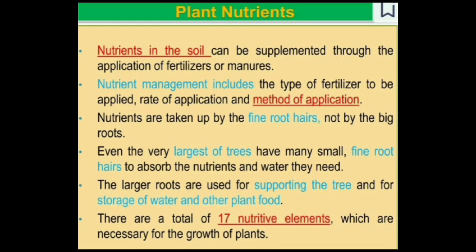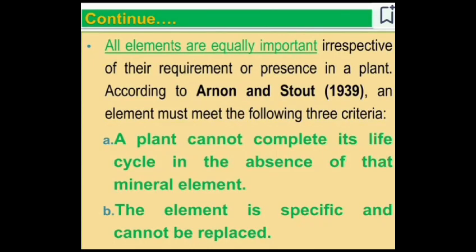There are a total of 70 nutritive elements which are necessary for the growth of plants. All the elements are equally important irrespective of their requirement or presence in a plant. According to Arnon and Stout 1938, an element must meet the following two criteria. A plant cannot complete its life cycle in the absence of that mineral element. The element is specific and cannot be replaced.